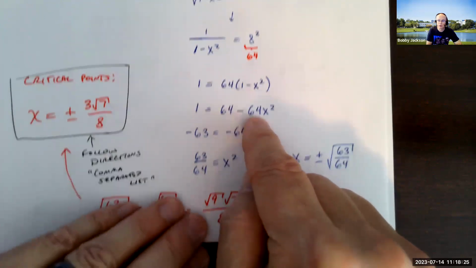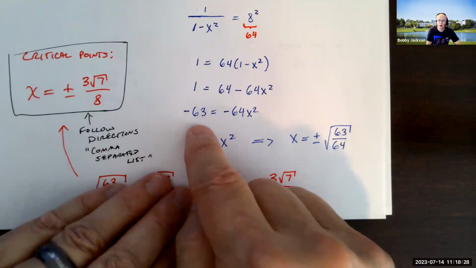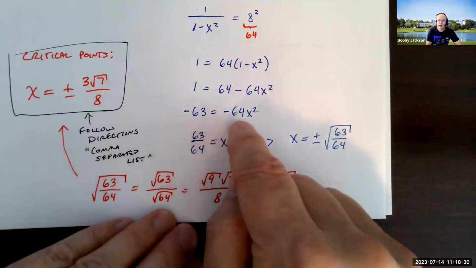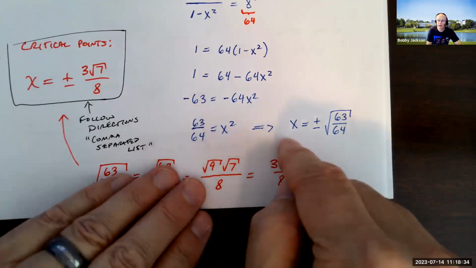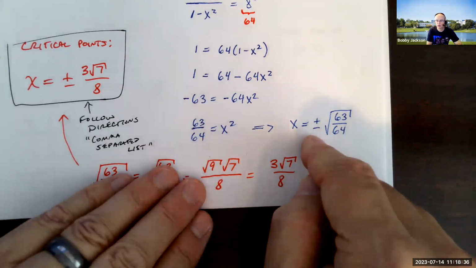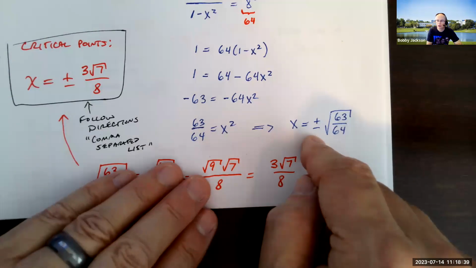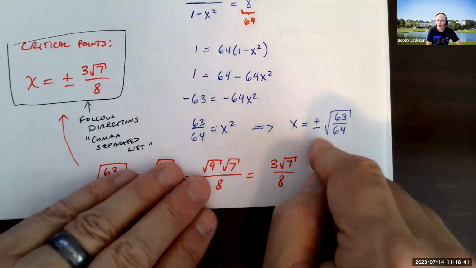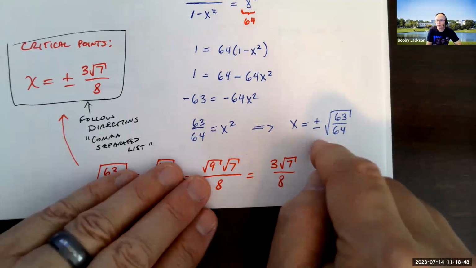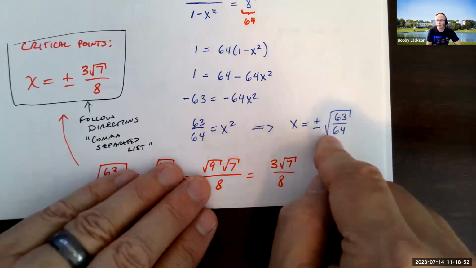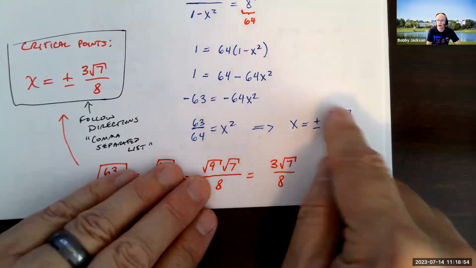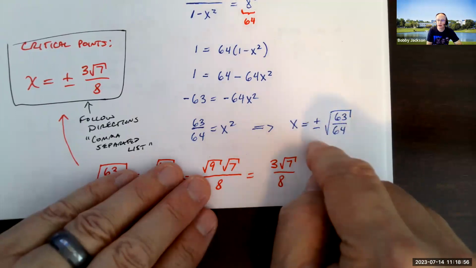Distribute the 64 through, subtract 64, and then divide by -64. A negative divided by negative is a positive. And I can take then the square root. Make sure you remember to include both the positive and negative roots. So these are the values of x where the derivative is 0. Also, by the way, the numbers are between -1 and 1, right? Which was that domain restriction we had. So these are the critical points.